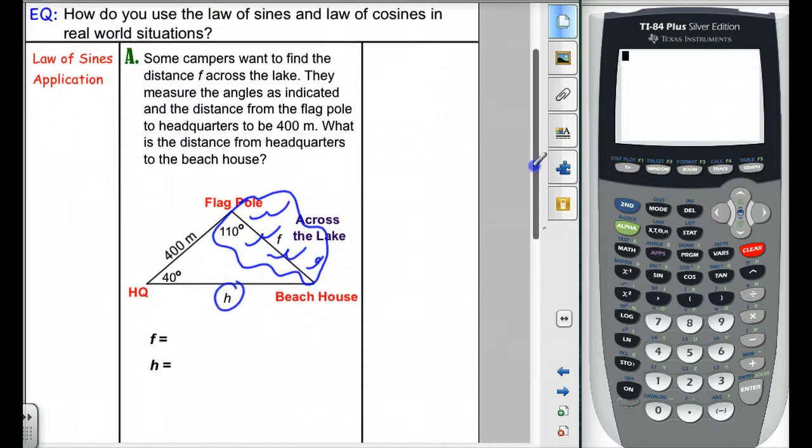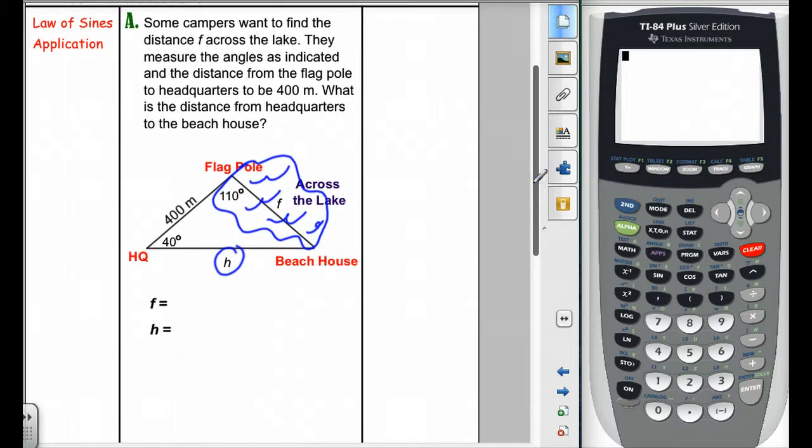The reason why I know this is a law of sines is because we're given two angle measures and only one side length. If it were law of cosines, we would have either had all three side measures or two sides and the included angle. So if you remember, law of sines is going to be the sine of A over A equal to the sine of B over B equal to the sine of C over C.